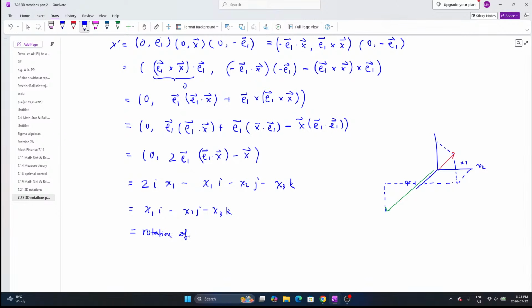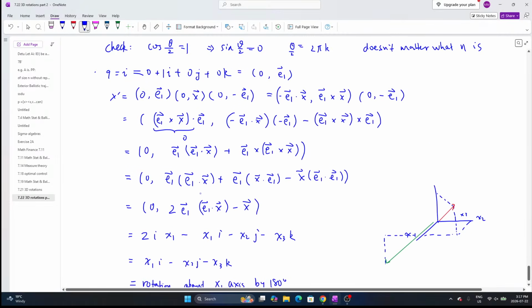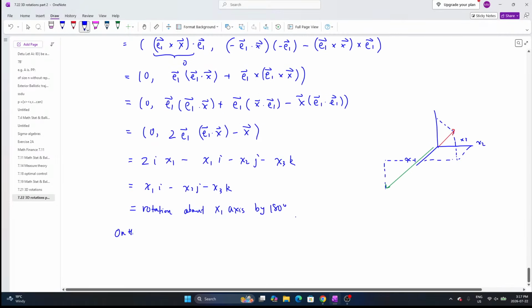Rotation about the x1 axis by 180 degrees. Let's think whether this makes sense. On the other hand, here you have Q equals I, which is 0, as we said, 0 E1.